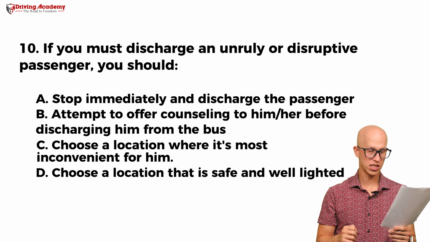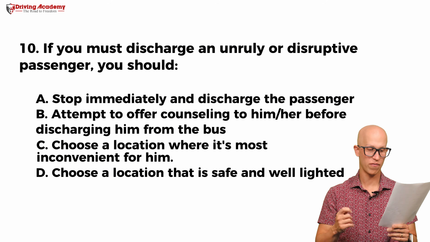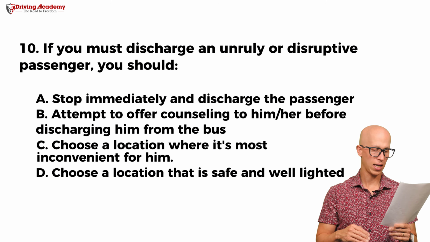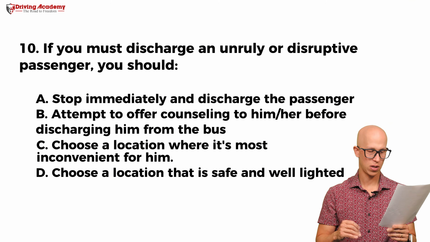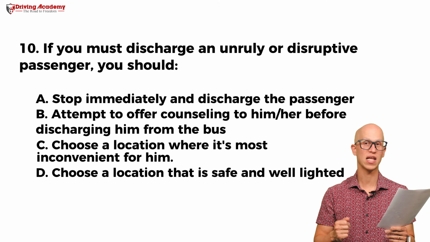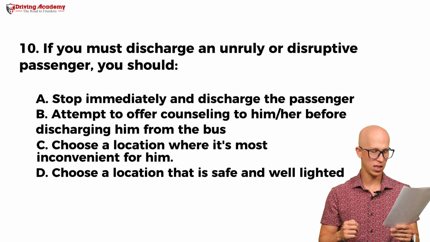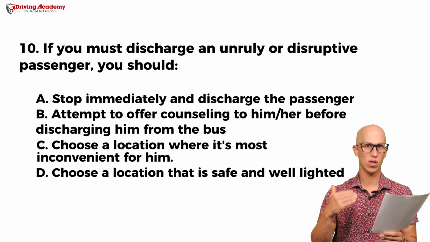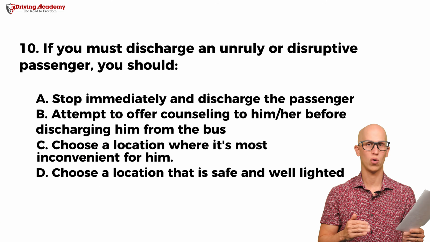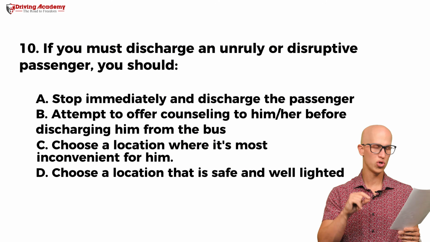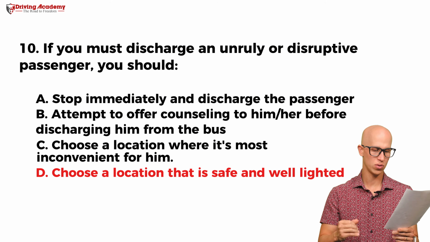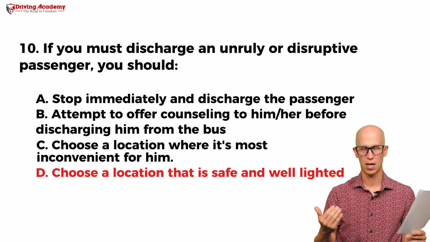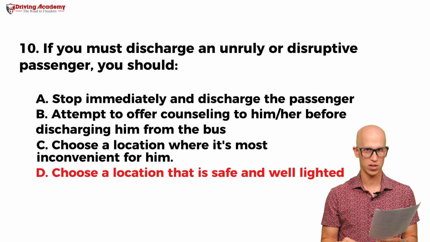Next question. If you must discharge an unruly or disruptive passenger, you should A, stop immediately and discharge the passenger. B, attempt to offer counseling to him or her before discharging him from the bus. C, choose the location where it's most inconvenient for him. Or D, choose a location that is safe and well lit. So if this guy is really upsetting you and you're driving a bus, you're probably going to want to pick C. But you should do D, which is going to be choose a location that is safe and well lit. Because at the end of the day, he or she can upset you a whole lot.